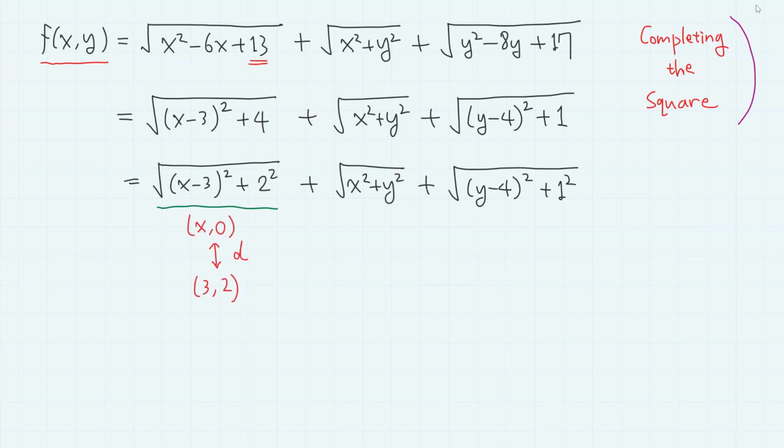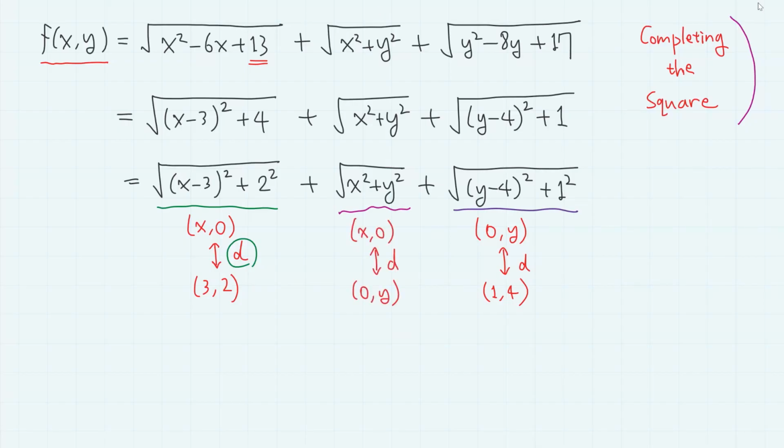Here, the first part can be interpreted as the distance between point (x, 0) and (3, 2). Next, let us take a look at the last part of the function. This can be interpreted as the distance between point (0, y) and (1, 4). And using these points, the meaning of the middle part also becomes clear. It is the distance between (x, 0) and (0, y), the 2 points that are already introduced.